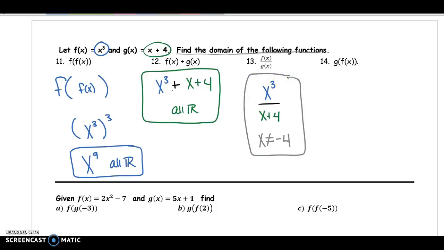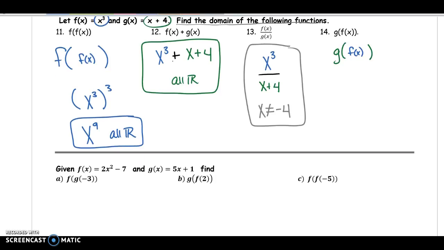All right, I want you to try 14 on your own. It's g of f of x. So notice this is backwards from what we have been doing. You need to take your f function and plug it into your g function. So try number 14 on your own. If this is confusing for you, using colors can definitely help you. So my g function is green, my f function is blue. I'm taking my blue function and plugging it into the green function.